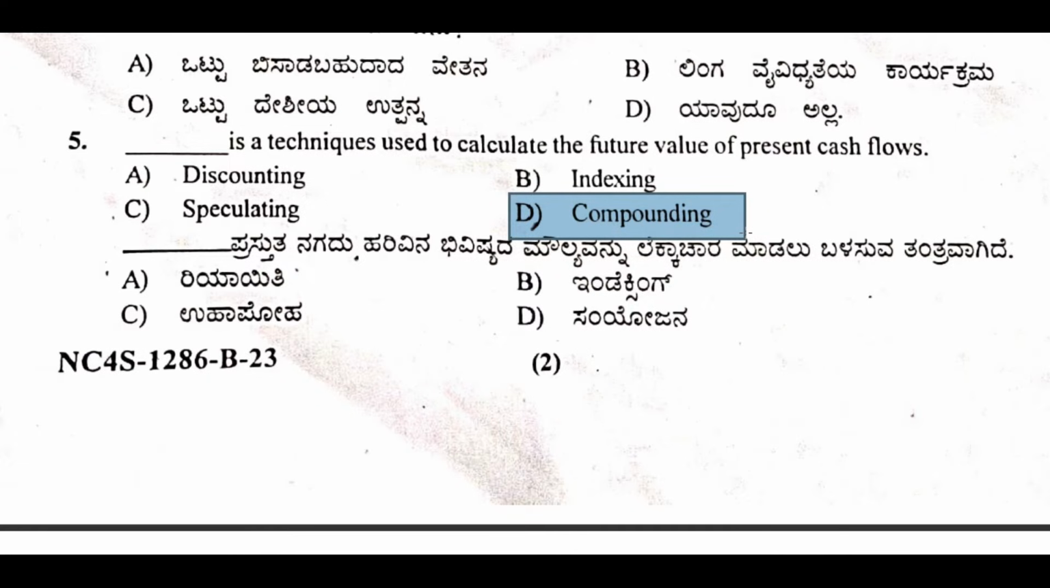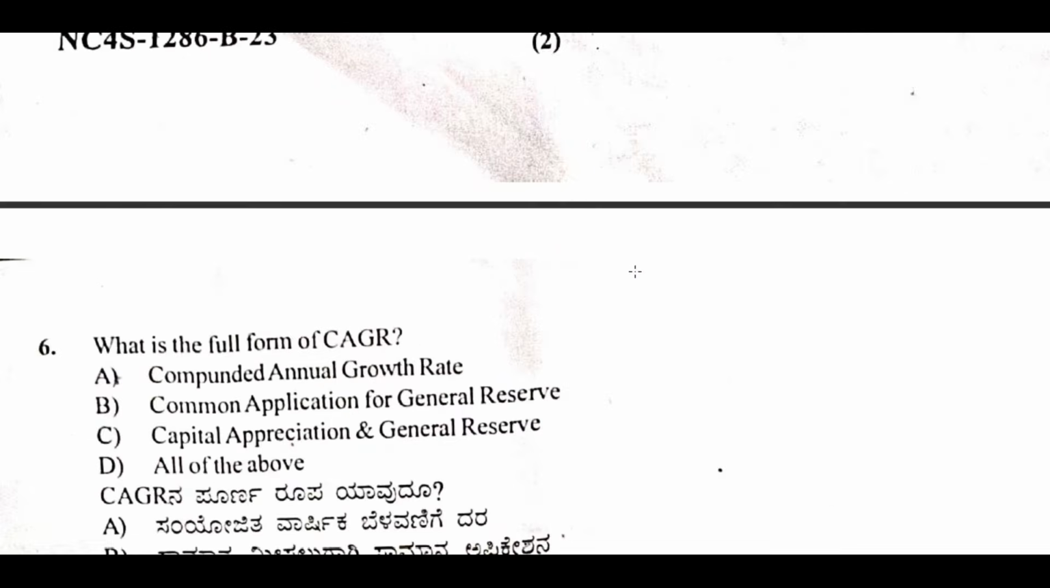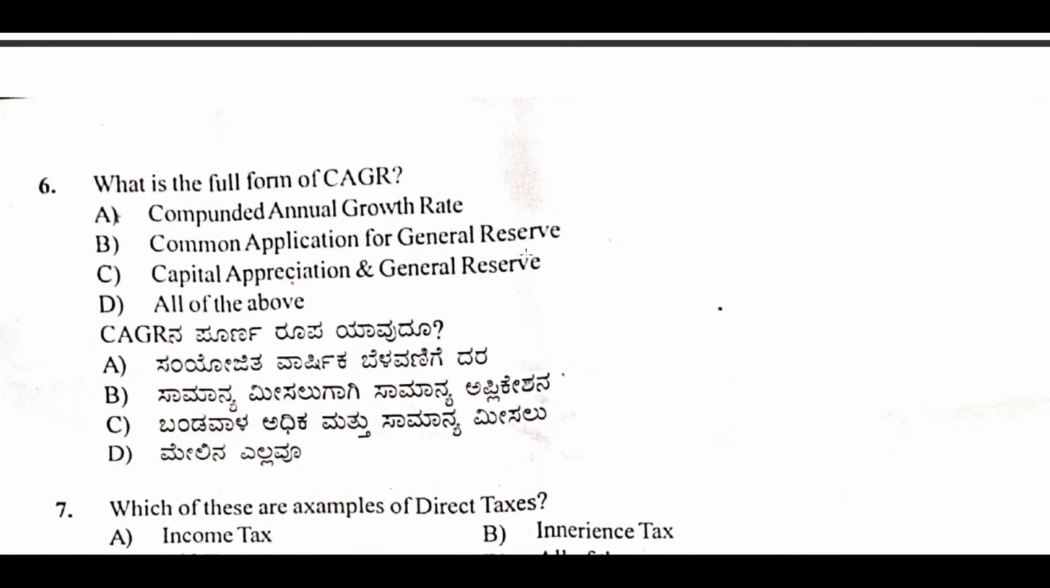Coming to the sixth question, what is the full form of CAGR? A. Compounded annual growth rate. B. Common application for general reserve. Is it option C, capital appreciation and general reserve, or all of these?